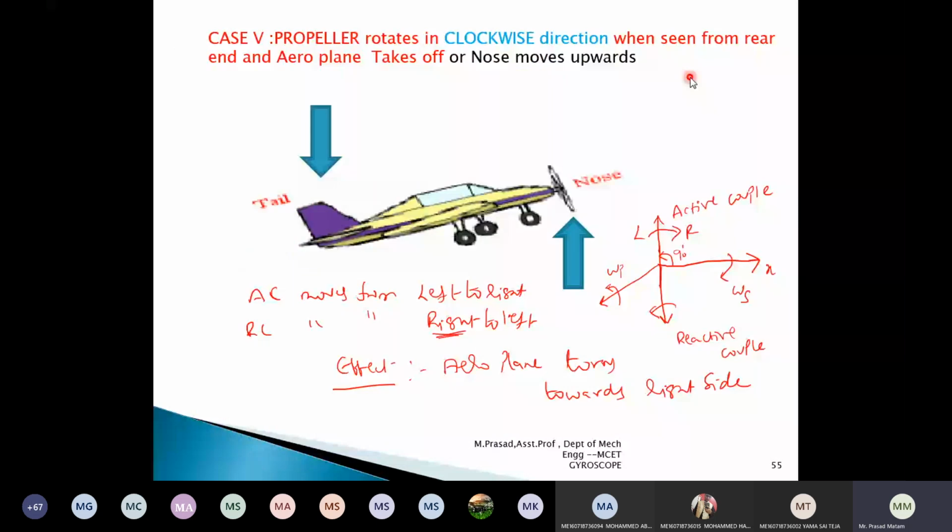You can see this direction. Aeroplane is taking off, it is moving in this direction. You can see how the active couple and reactive couple are moving. How active couple is moving? Active couple rotates in clockwise motion. How reactive couple is moving? Reactive couple tries to rotate in anti-clockwise motion. You can see here.